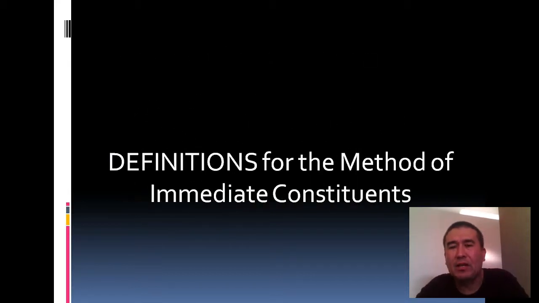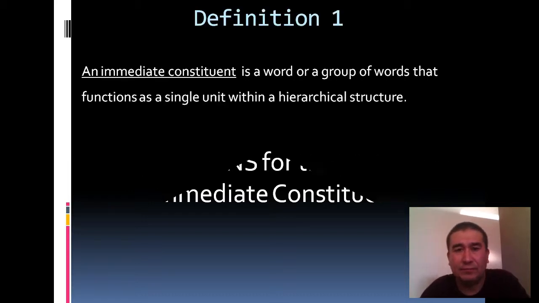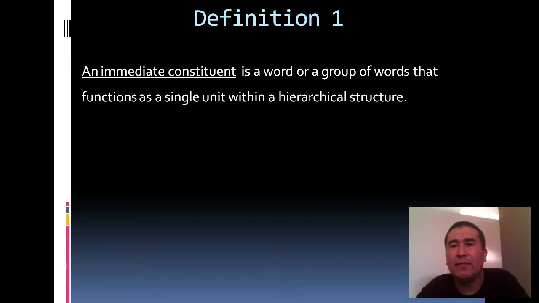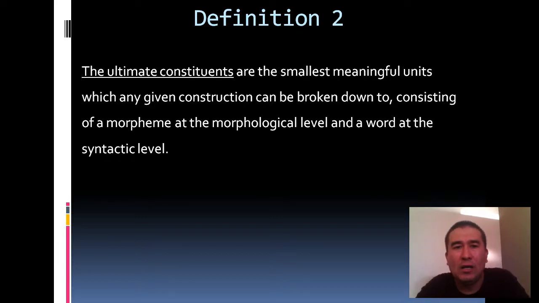Definitions for the method of immediate constituents. What kind of definitions are there? Definition 1. An immediate constituent is a word or a group of words that functions as a single unit within a hierarchical structure. Definition 2. The ultimate constituents are the smallest meaningful units which any given construction can be broken down to, consisting of a morpheme at the morphological level and a word at the syntactical level. So, at the morphological level, the smallest part will be a morpheme, and at the syntactical level, it will be a word. You have to keep in mind.